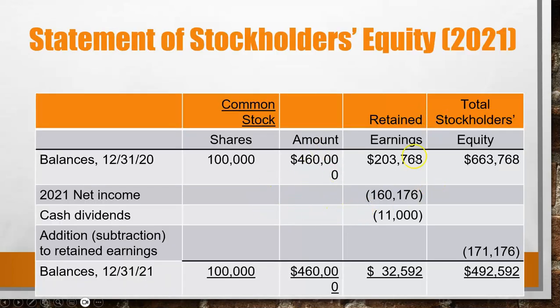Here's some more of our statement of stockholders' equity. 100,000 shares worth 460. Earnings, equity. You can see this 492. It matched up to our balance sheet. A stockholders' equity of 492 at the end of the year.